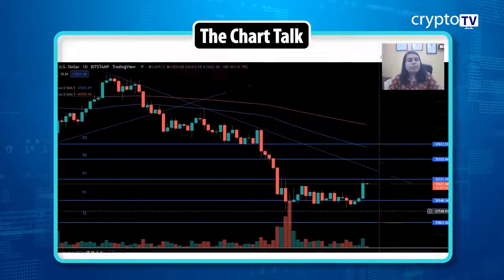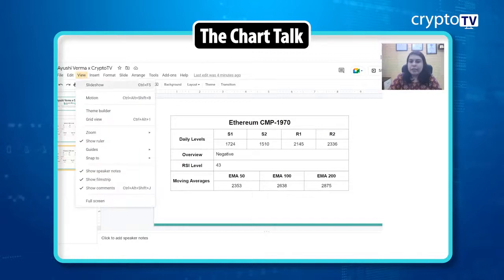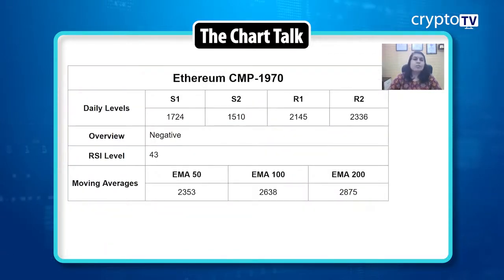And if you look at Ethereum, you can see a similar situation here. It's trading at 1,970. There is a psychological level of 1,950, so it is trading slightly higher than that. Still, we can say a negative trend is there. However, it was up by 10% yesterday. RSI is at 43. The 50 EMA is at 2,353, the 100 EMA is at 2,638 and the 200 EMA is at 2,875. No change in the levels.